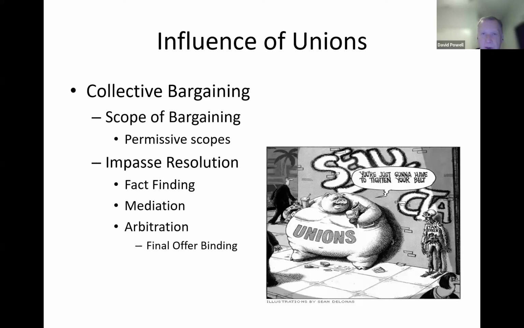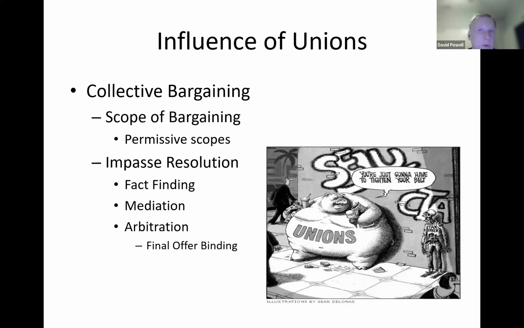Some states have a very permissive scope of collective bargaining. Those states with permissive scopes will allow collective bargaining over a much wider, much broader array of issues as compared to states that have a much more limited, restricted scope of bargaining. States that typically have had a very permissive scope of bargaining are states such as Wisconsin, California. We usually fall more on the permissive as compared to restrictive side.